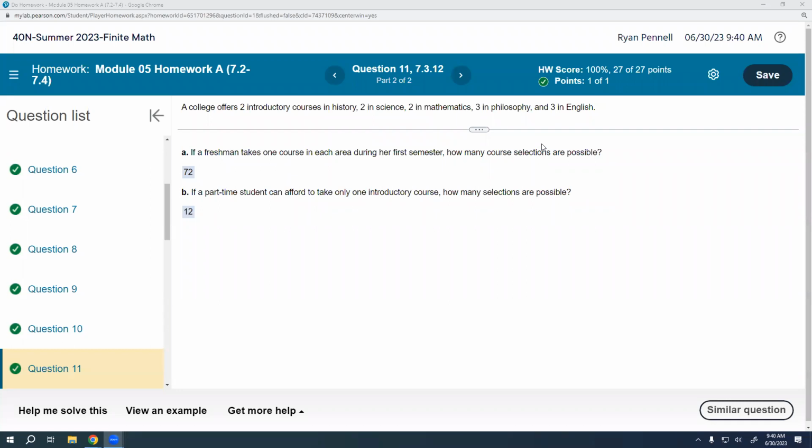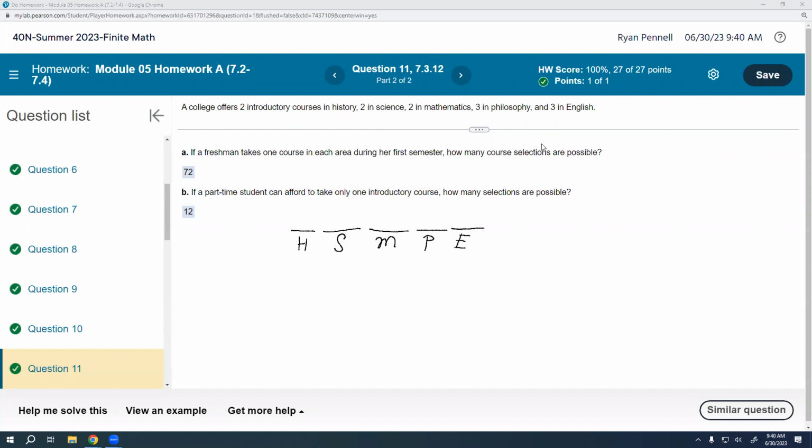Number 11 says a college offers 12 introductory courses: in history, in science, in mathematics, in philosophy, and in English. If a freshman takes one course in each area during her first semester, how many course selections are possible? Part A has us take one of each. Okay, so what are our categories? We have history, science, mathematics, philosophy, and English.